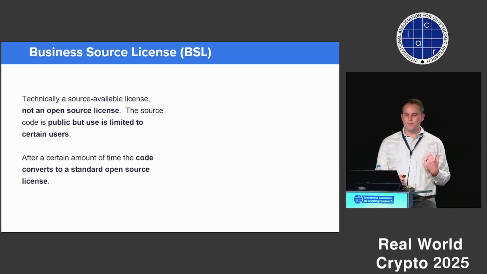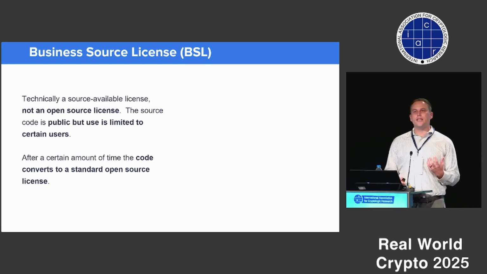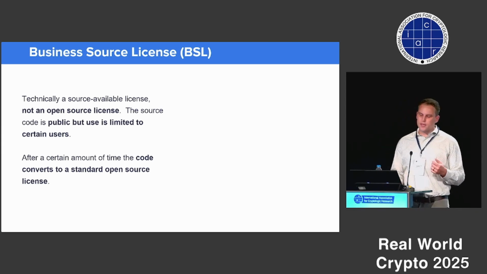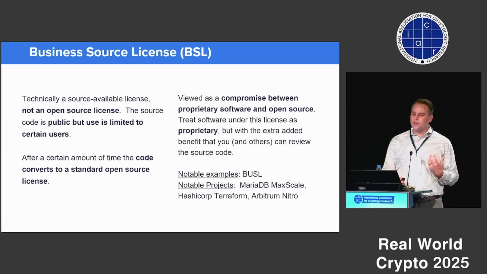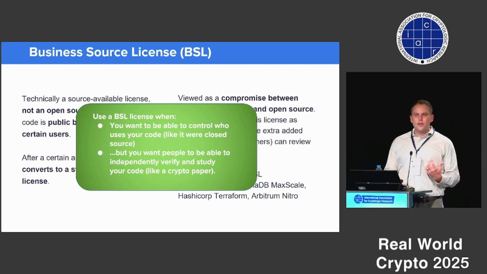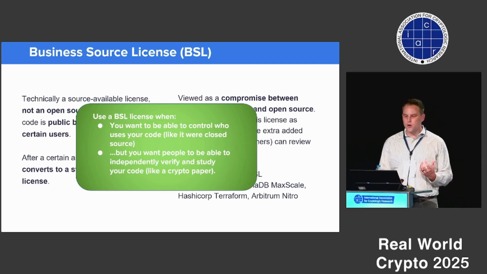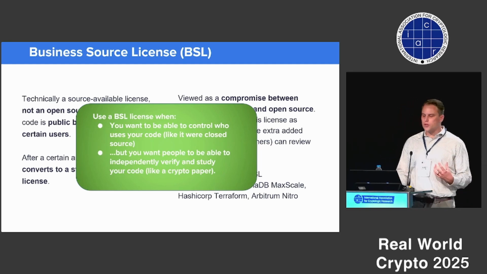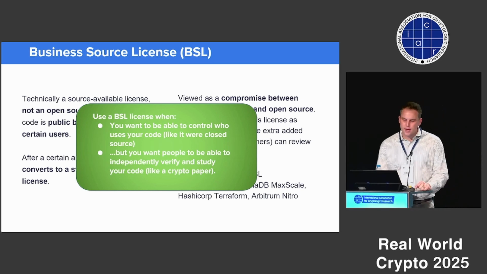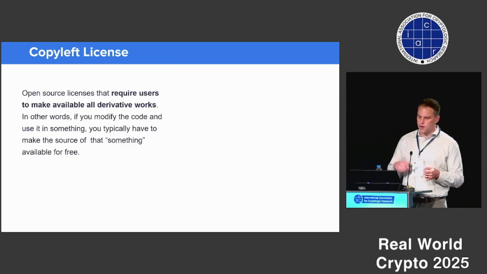So I'll start by mentioning business source licenses. These are technically not open source licenses. They're what's called source available licenses. The source code is public, but limited to certain users. It's viewed as a compromise between proprietary software and open source. And I encourage you to use a BSL license for your code if you want to be able to control who uses your code, like it were closed source, but you want people to be able to independently verify and study your code. So think of like a crypto paper review.